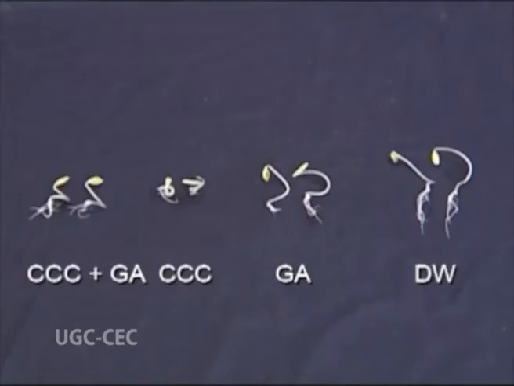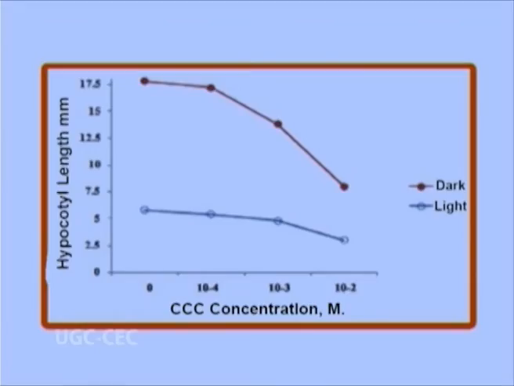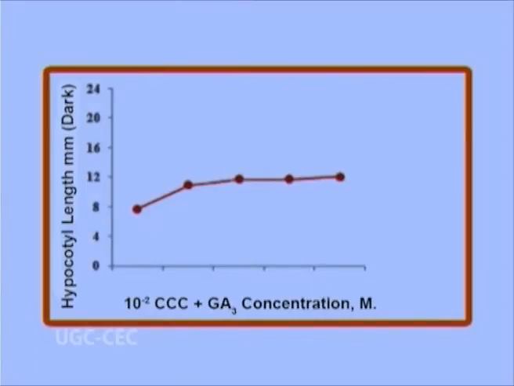Using a chemical inhibitor like chlorocholine chloride (CCC), which inhibits the synthesis of GA in plants, the growth of the hypocotyl in darkness can be inhibited. This inhibition of hypocotyl growth by CCC can be reversed by applying external GA along with the inhibitor.